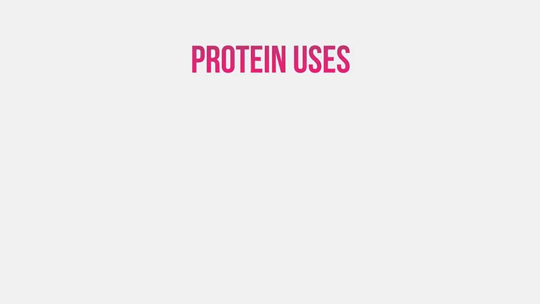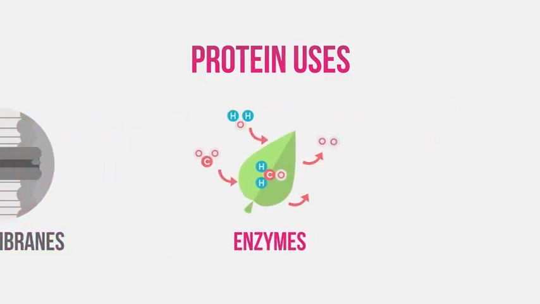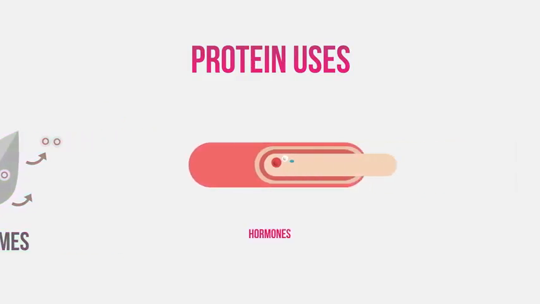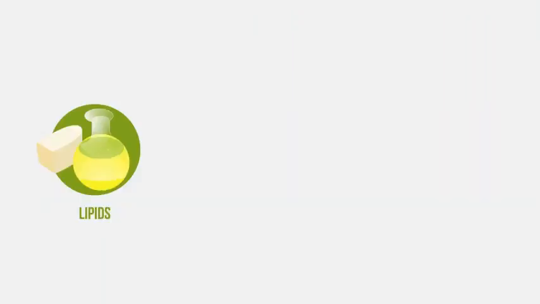You will come across proteins nearly everywhere. For example, in cell membranes, where they control the movement of substances during active transport, as enzymes, so in photosynthesis, respiration, DNA copying, and digestion, as hormones, such as insulin, estrogen, and testosterone, and as antibodies for fighting infection. So that's proteins and carbohydrates.